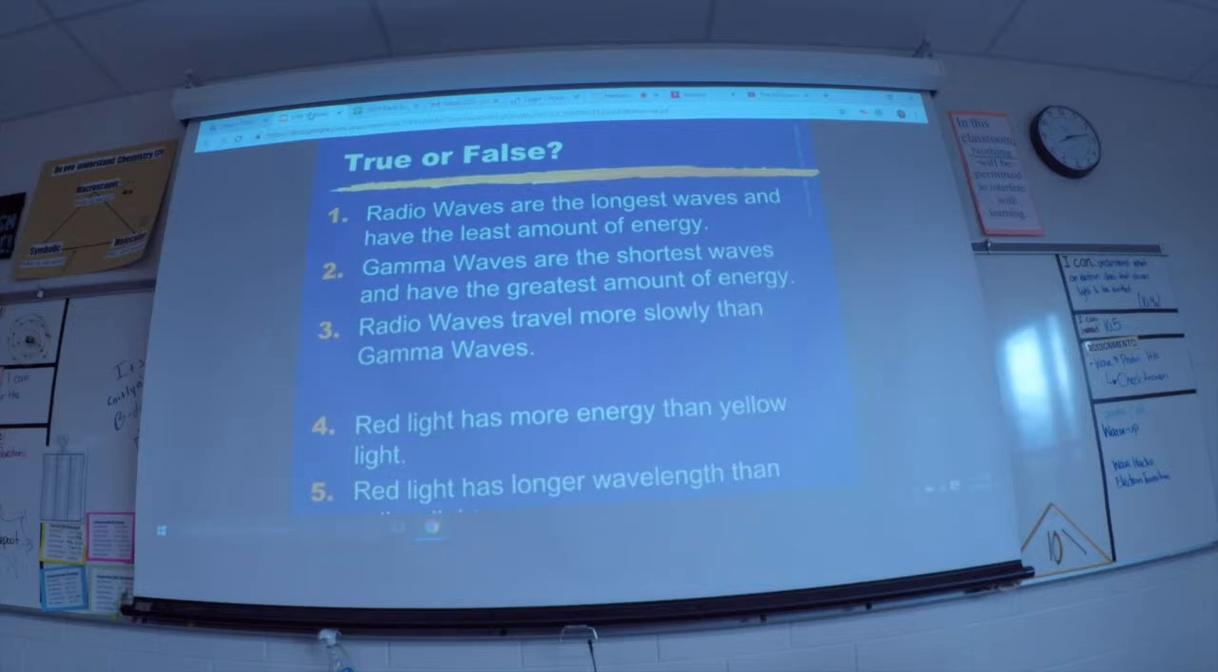Okay, number 2, gamma waves are the shortest waves and have the greatest amount of energy. True or false? Also true. Very good. Okay, number 3, radio waves travel more slowly than gamma waves. Hope I tricked some of you. It is false. Why? They all travel at the same speed, right? It's not that they have more speed, it's the energy that's different, right? But they all travel at the same speed.